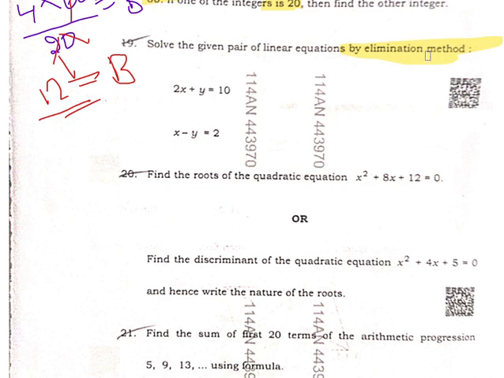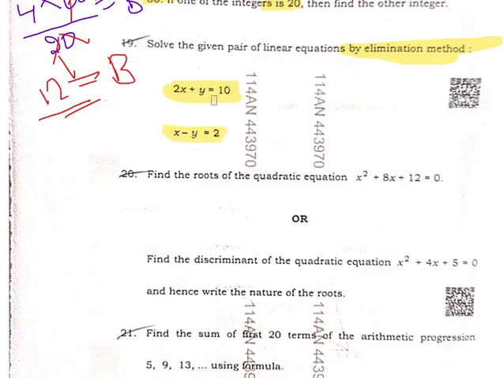If they do not mention any method, and just ask to solve the given pair of linear equations, you can use any method to find the values of x and y. But here they have mentioned the elimination method only, so you have to use it to find the values of x and y. The equations are 2x plus y equals 10 and x minus y equals 2.